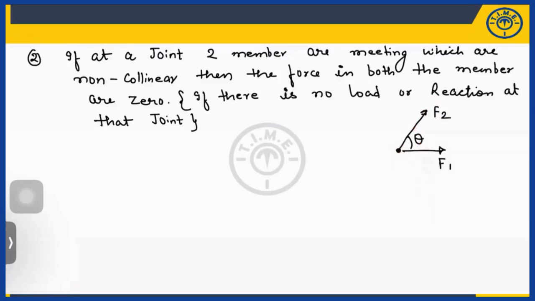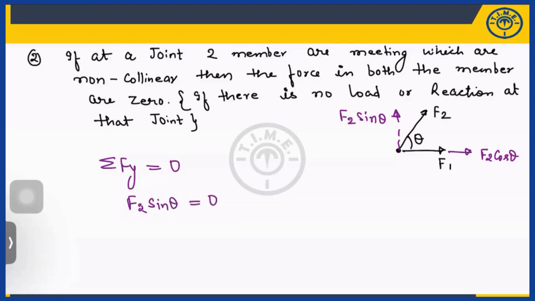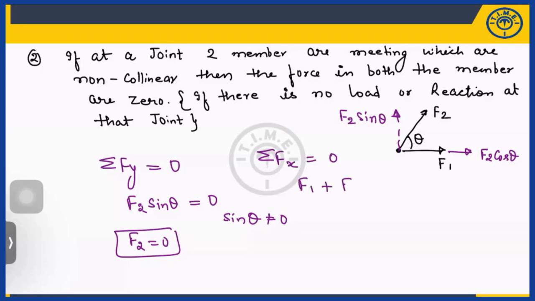How? For example, just resolve the F2 force in this direction. What is this value? F2 cos theta. And this value is F2 sine theta. So if I write summation of force in y direction 0, F2 sine theta value is 0. That means sine theta cannot be 0, so F2 value should be 0. If F2 is 0, then summation of force in x direction 0, F1 plus F2 cos theta is equal to 0. These are the two forces. So F2 is 0. That means F1 is also 0.